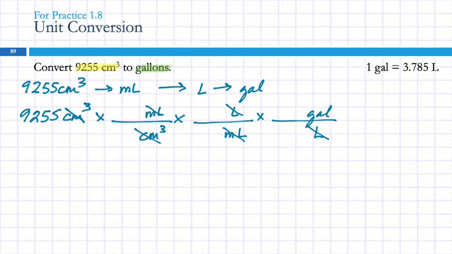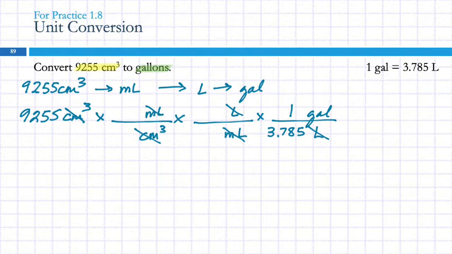I crossed out all the units except gallons, and that's what I was trying to find. So now I put the numbers in. And it doesn't matter if you start at the beginning or the middle or the end. I've got this one right here staring at me. So 1 gallon is 3.785 liters. So down here with liters, 3.785 liters.